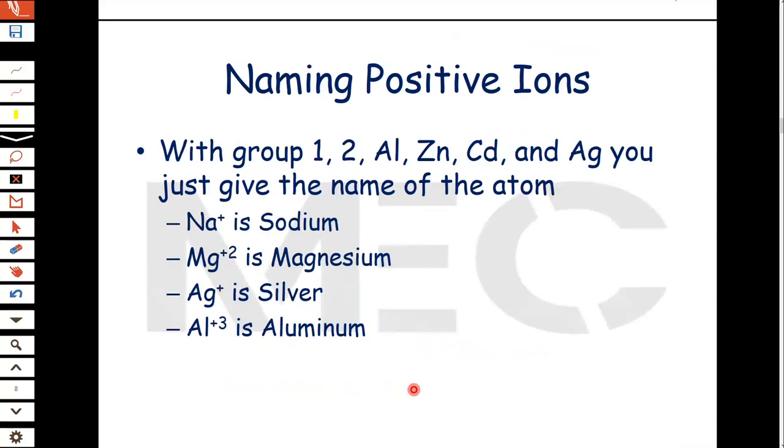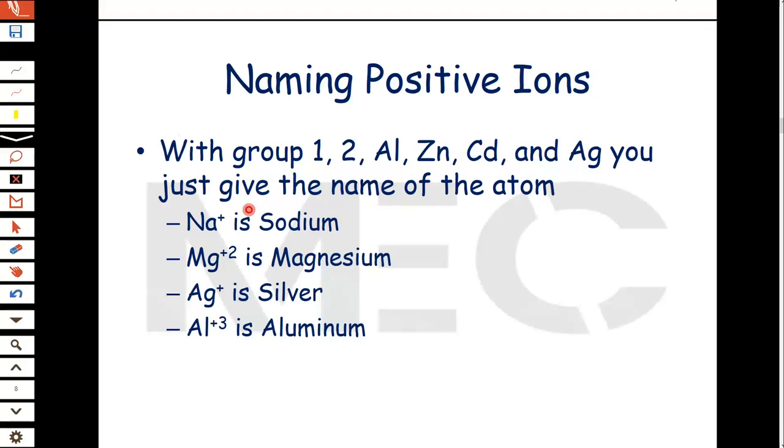We need to memorize. As I told you, we need to memorize the first 20 elements. We need to memorize the halogens. For example, we need to know fluorine, chlorine, bromine, and iodine are halogens, or lithium, sodium, potassium, cesium are group 1 metals. We need to memorize some of them. This is the building block of chemistry. Okay, with group 1, 2, aluminium, zinc, cadmium, and silver, we just give the name of the atom.